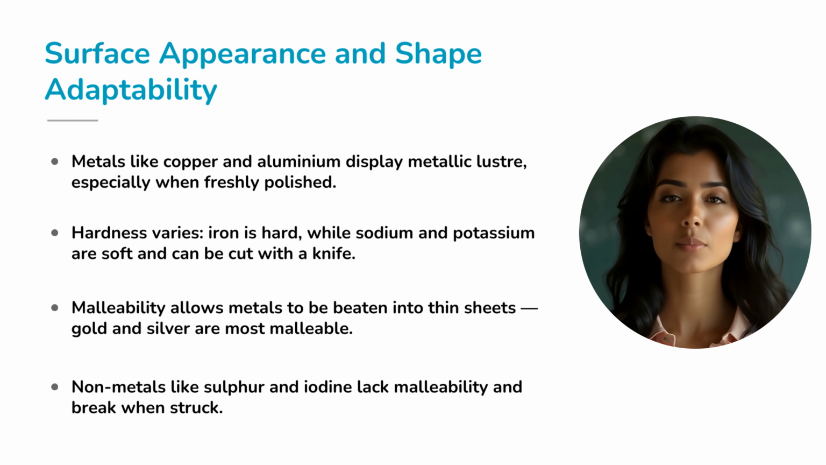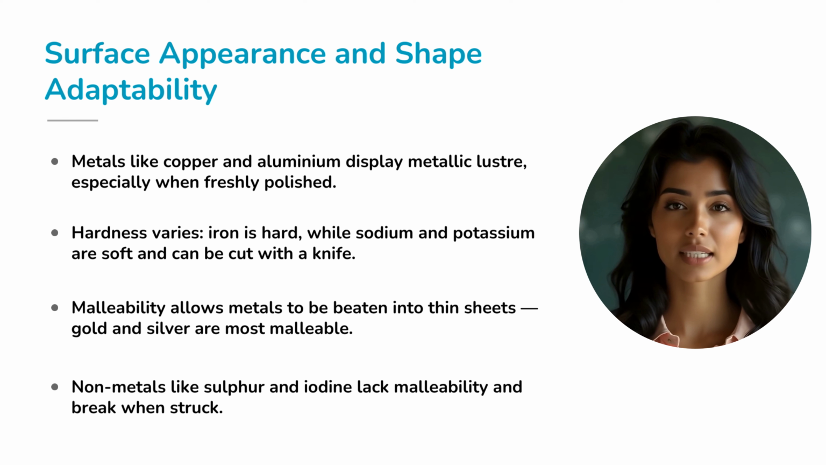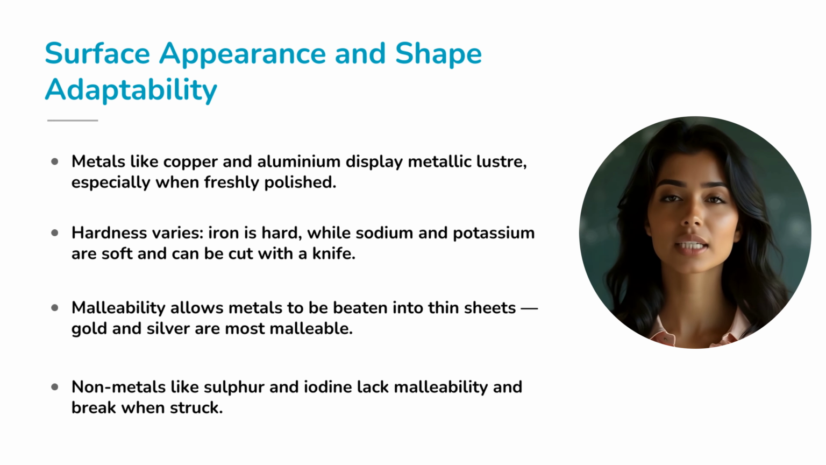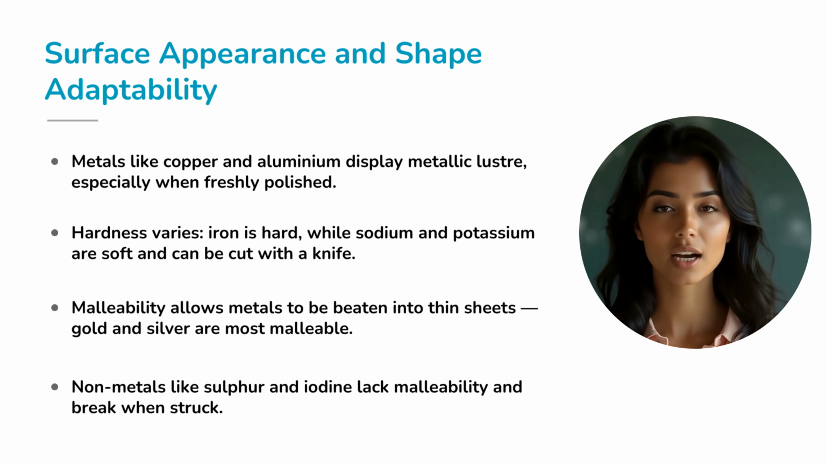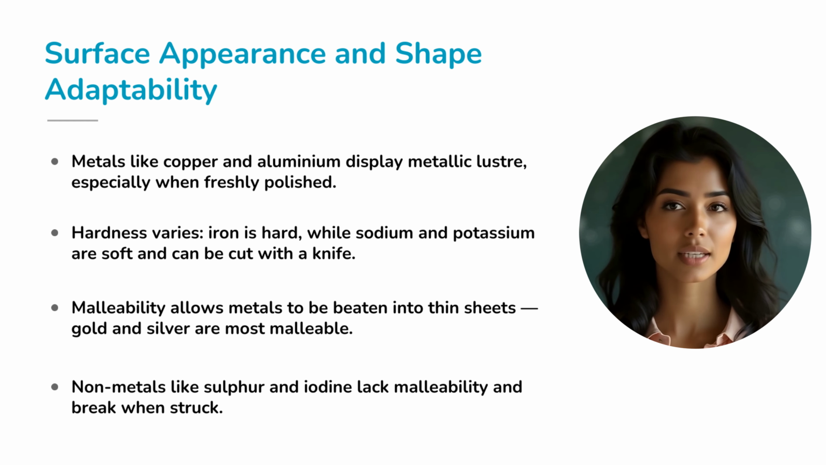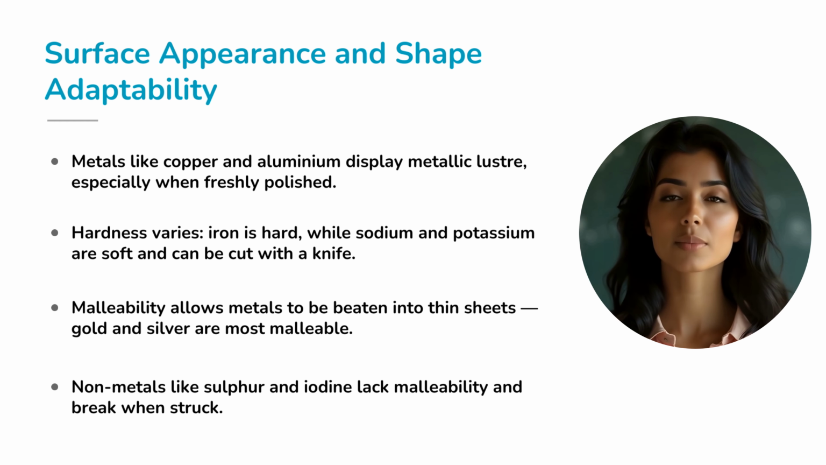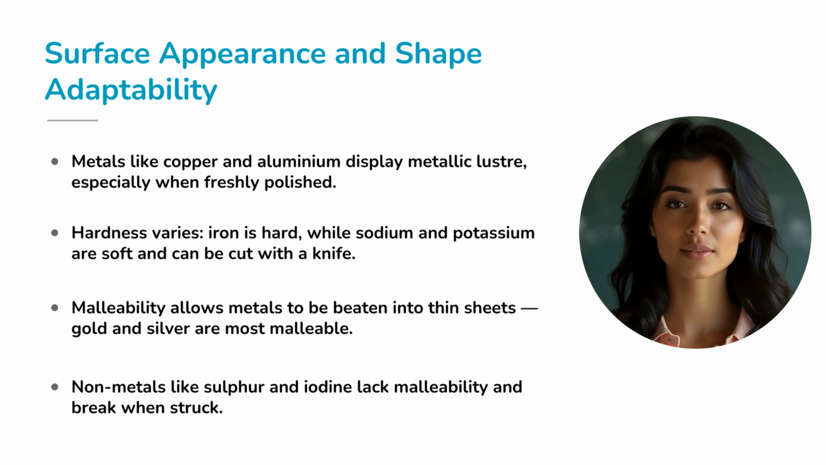Malleability is another important property. It's the ability to be hammered into thin sheets. Gold and silver are the most malleable, that's why gold leaf is so thin yet strong. In contrast, nonmetals like iodine or sulfur crumble instead of flattening. That's why you won't find nonmetals being used for structural parts.